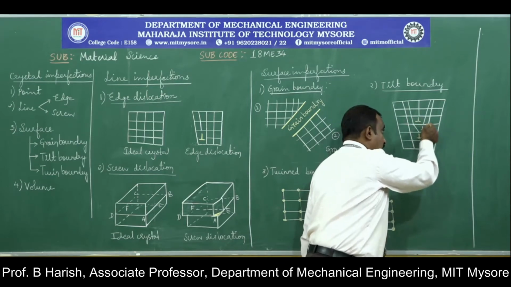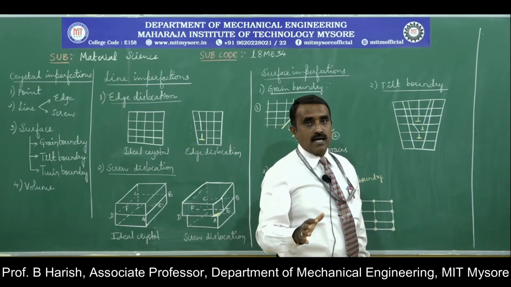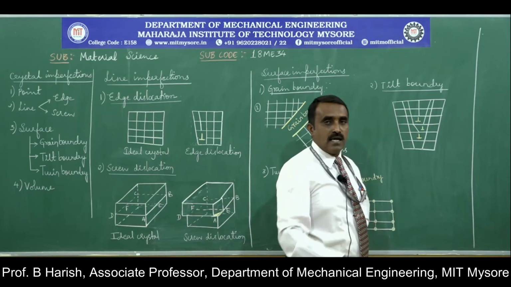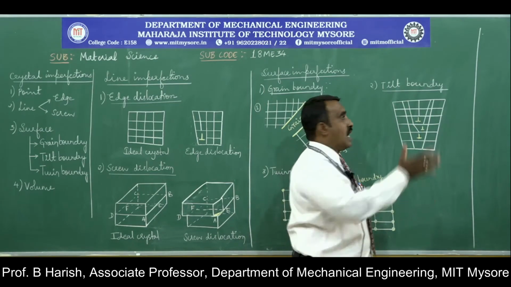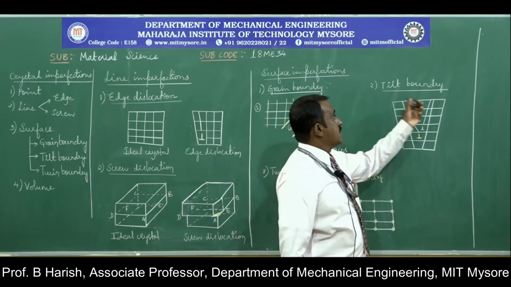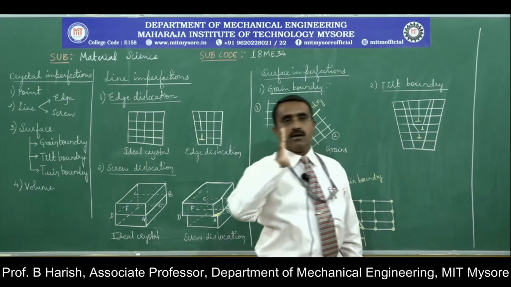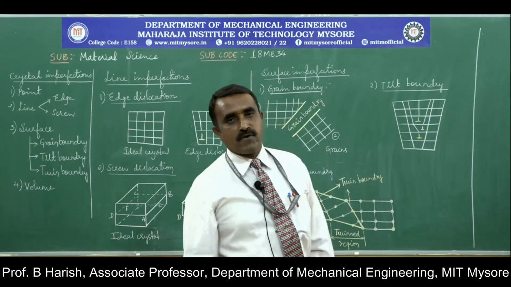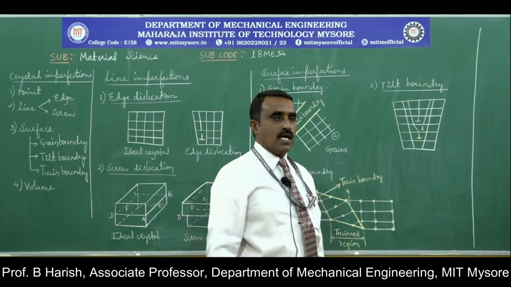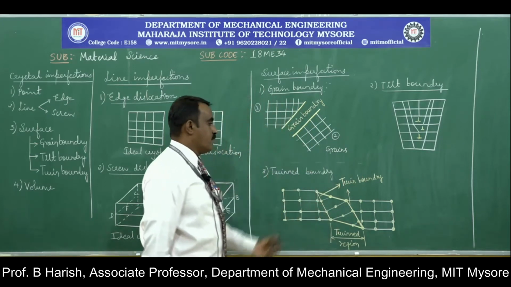But the orientation angle will be very less. So as an array of edge dislocations is present in a crystal structure, that type of imperfection is called tilt boundary imperfection. Once again, along the entire surface there will be imperfections present. That is, atoms move from their original position to a new position. That is tilt boundary. Then the third one is twin boundary.